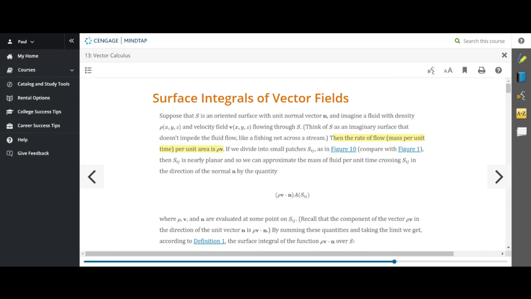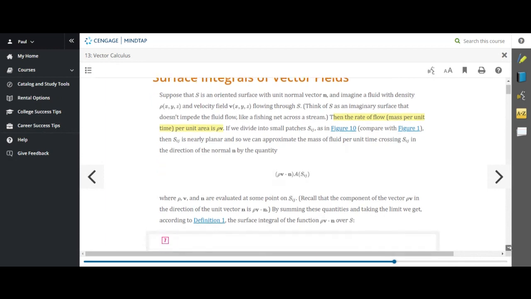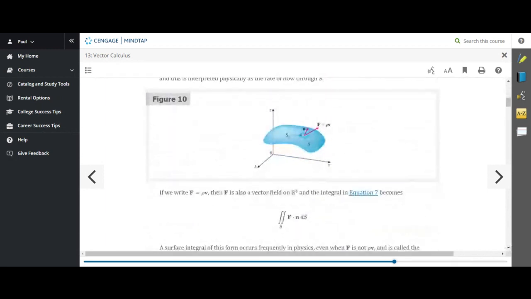Okay, all right, well now let's see what's going on here. So now if we continue, they have a picture here in figure 10 of a surface. And there's that normal unit vector pointing perpendicular to the surface. And then there's the vector field F. Okay, thank you, Charles. I'll make a note of that.